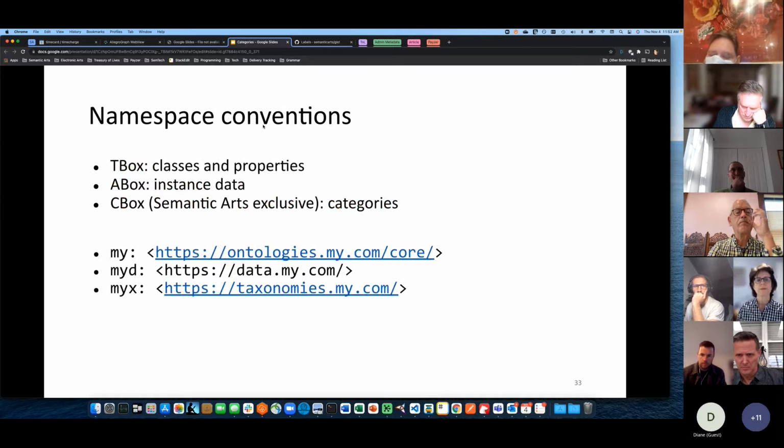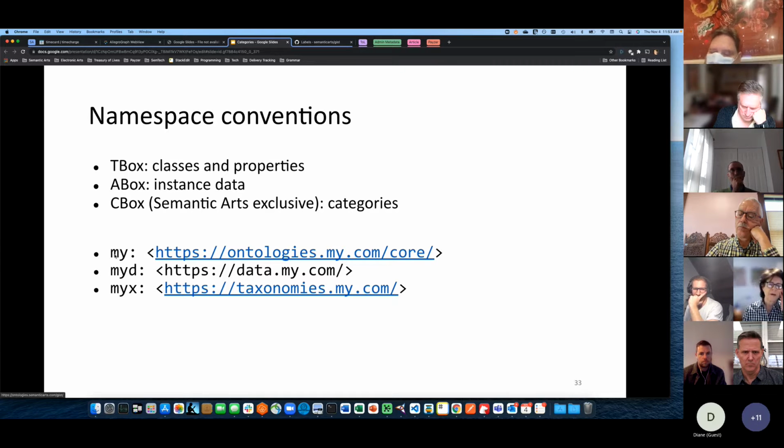So again, a little bit more nuts and bolts. You're probably familiar with the concepts TBox and ABox. The TBox is classes and properties. The ABox is instance data. These are sort of industry standard terms, although I think they're losing popularity. Semantic Arts has its own term called CBox for the categories. And we follow a convention, which again is not yet implemented in GIST, but most likely will be.